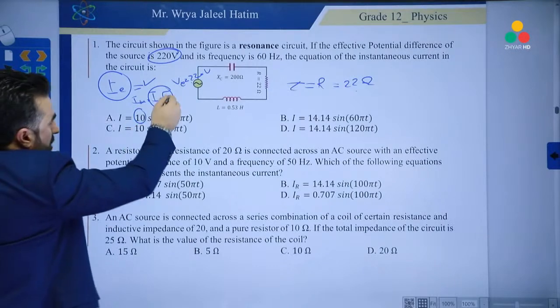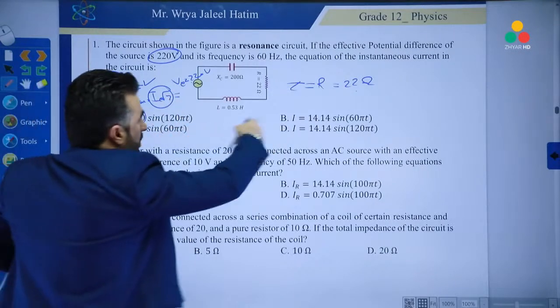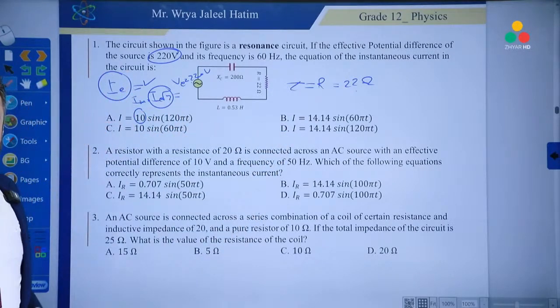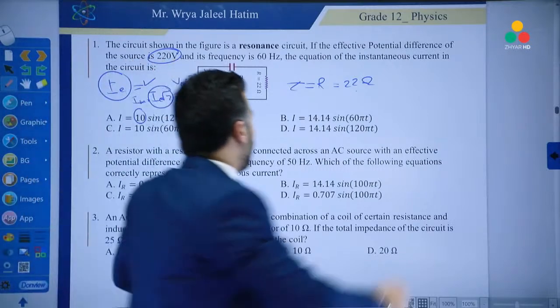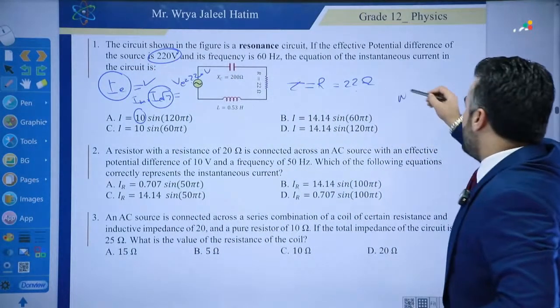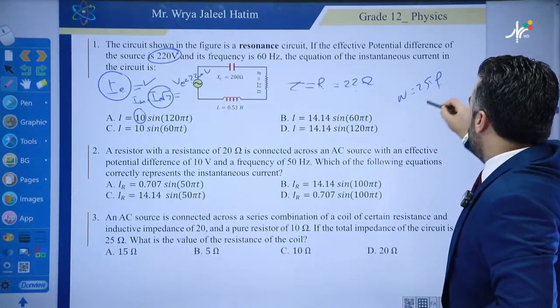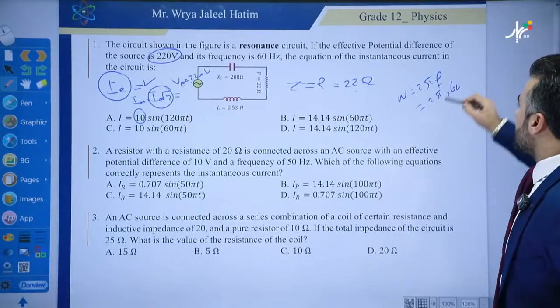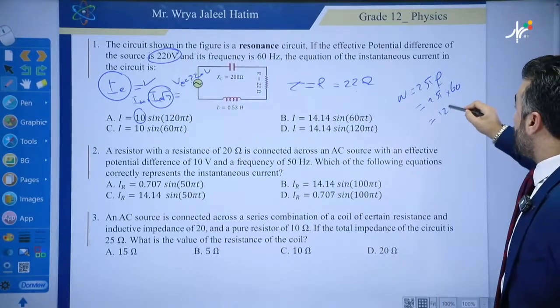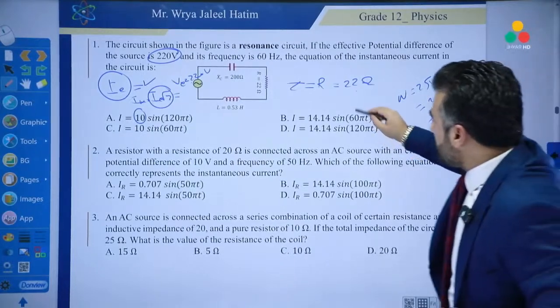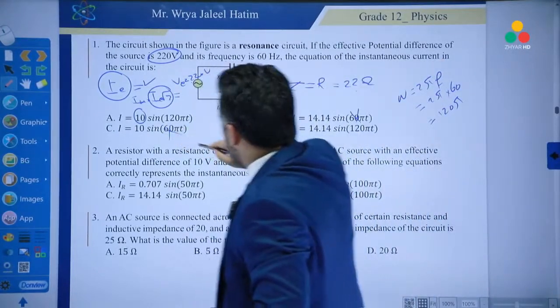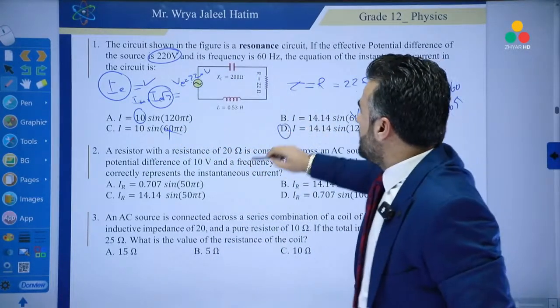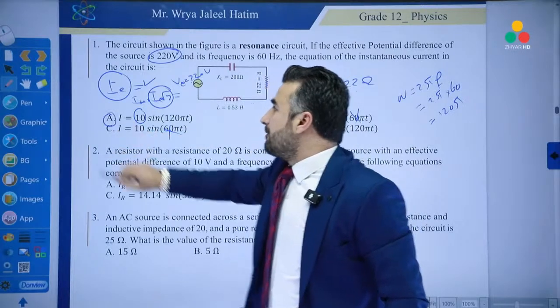Then, of course, once you find the answer, compare it with these as well, yeah? And of course, they can simplify this. Remember, omega equals 2 pi f. What is the frequency of the source? That is 60, yeah? So 2 pi times 60. 2 times 60 is 120 pi, yeah? So these tell you 60 and 60, so these are not it. So it is going to be either D or I in here, okay?